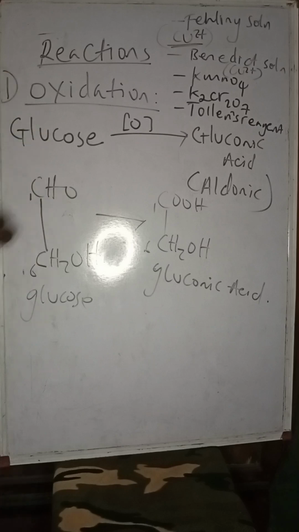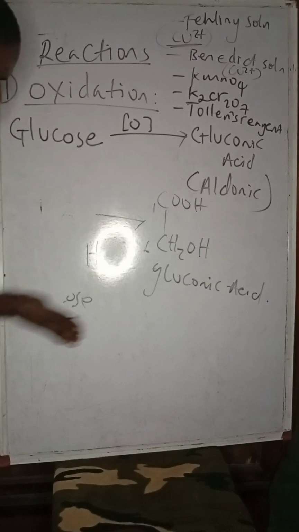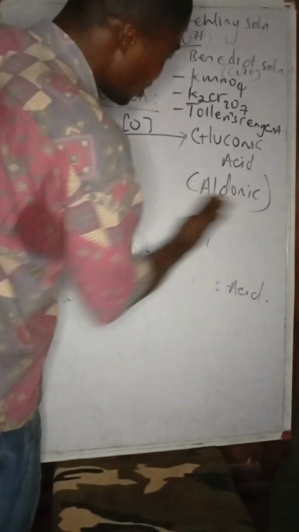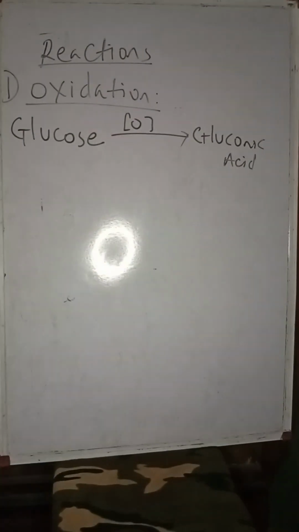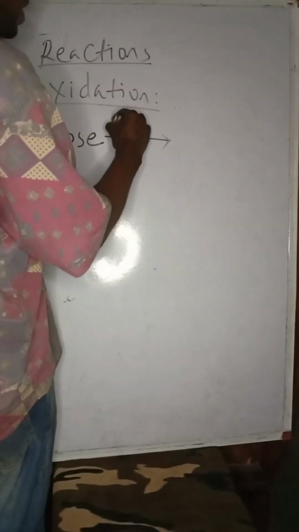Now, for the second type of oxidation, I will quickly talk about very strong oxidizing agents, or powerful oxidizing agents such as HNO3 and fuming sulfuric acid. So if I use HNO3 on glucose, I'm going to form glucaric acid. Yes, glucaric acid.